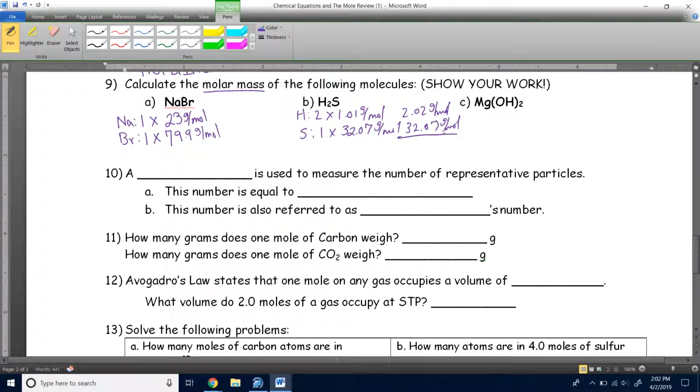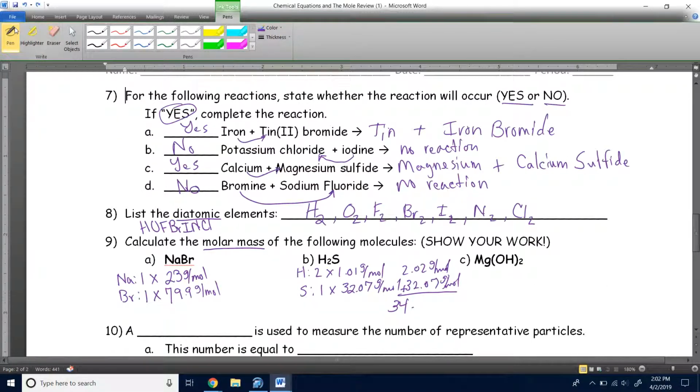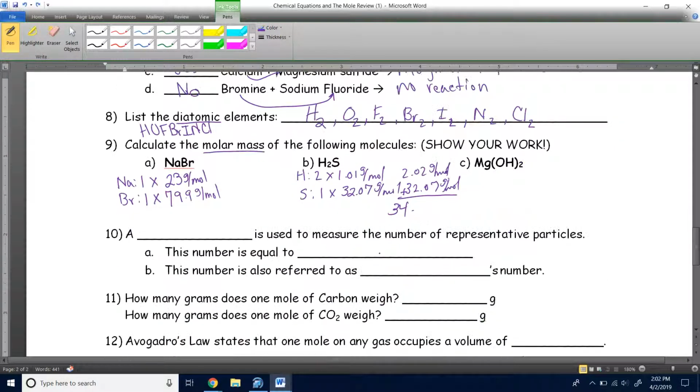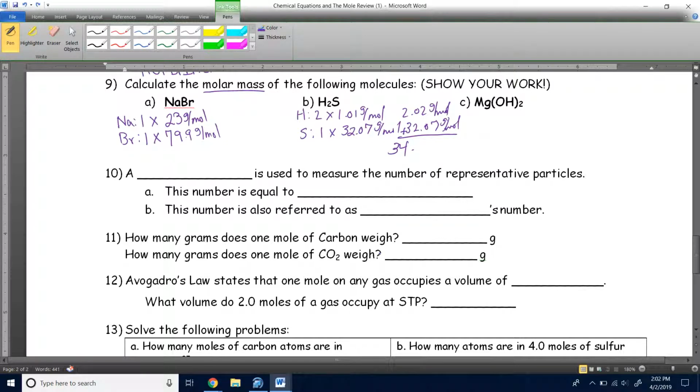And then last but not least, we add them together, and we get 34.09 grams per 1 mole. Remember, this is another way we could write it, correct?